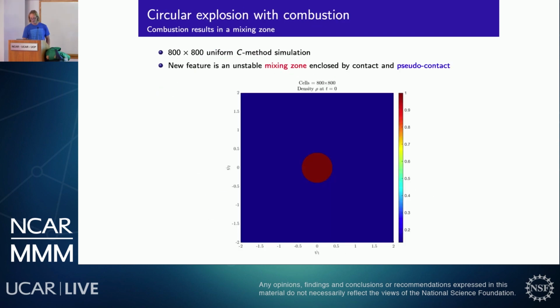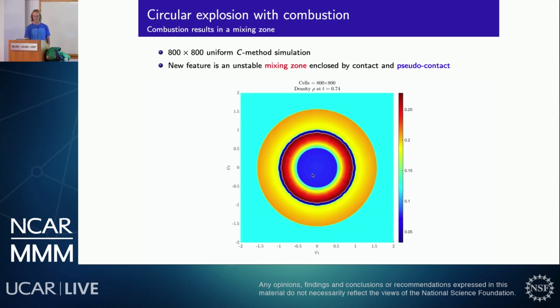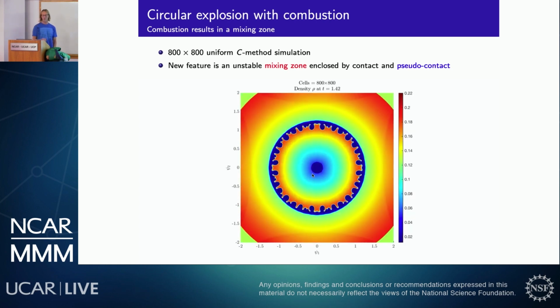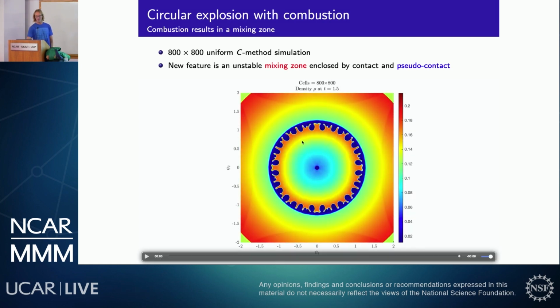Okay, so this is a simple combustion model. I'm going to end in 2 slides. This is what happens when you add some reaction chemistry. So this is what the vortex sheet or contact discontinuity looks like when you have this sort of combustion taking place. And the edge of this blue region is what I call a pseudo-contact. And all of the mixing is taking place inside of this region here.